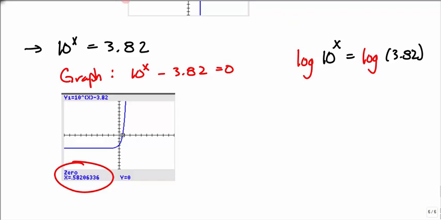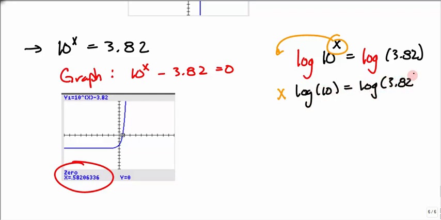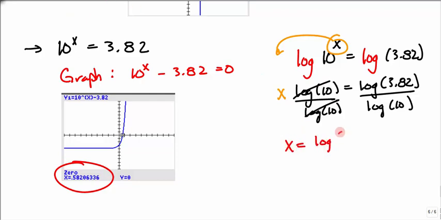Now the whole idea behind taking the log then is to pull that x out front, and I have x log 10 equals log of 3.82. The log of 10 is 1, and if you don't know that, that's fine. You could just divide both sides through by log of 10. And I end up with x equal log 3.82 over log of 10.